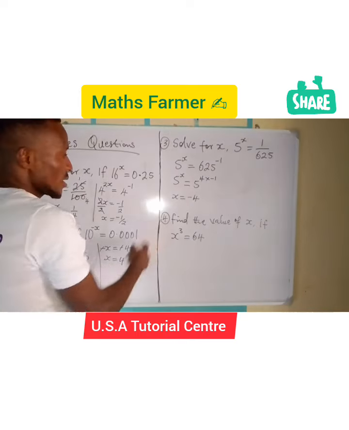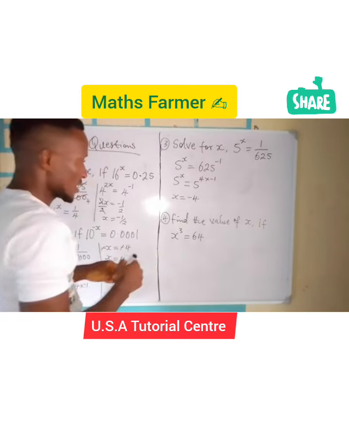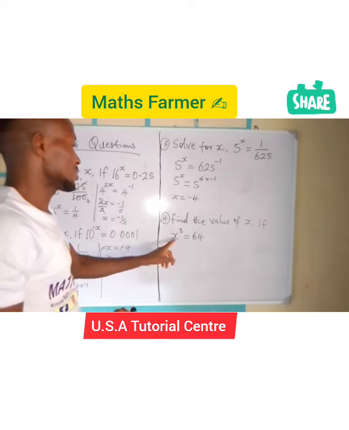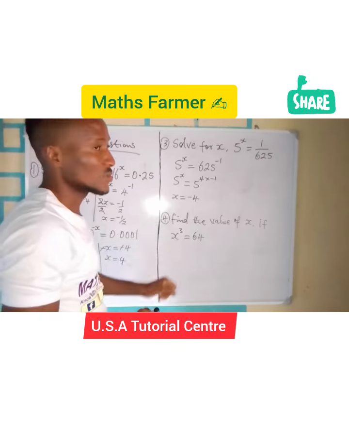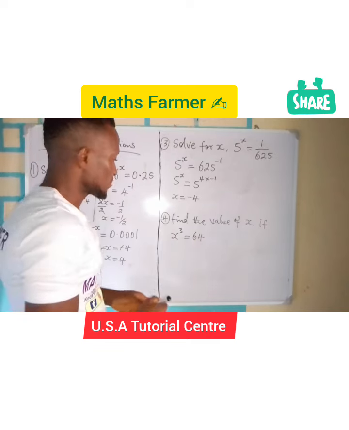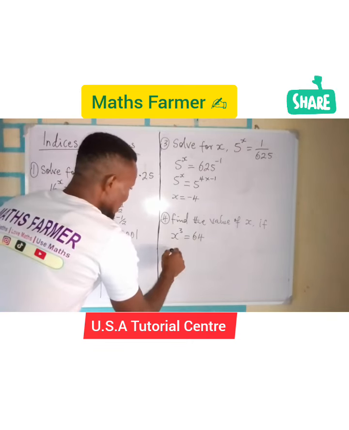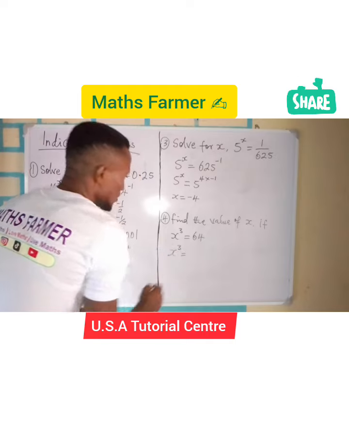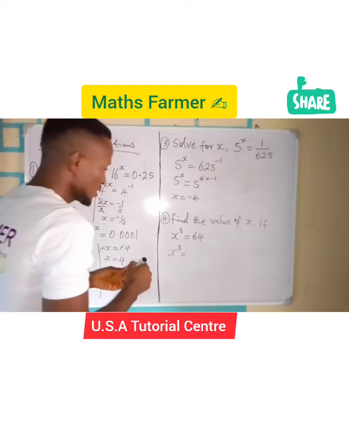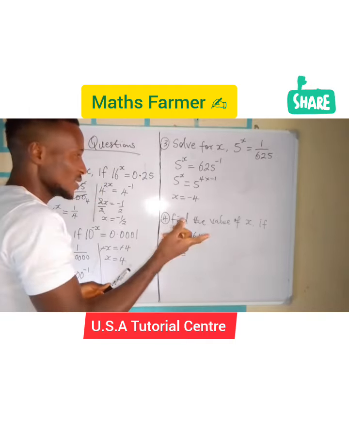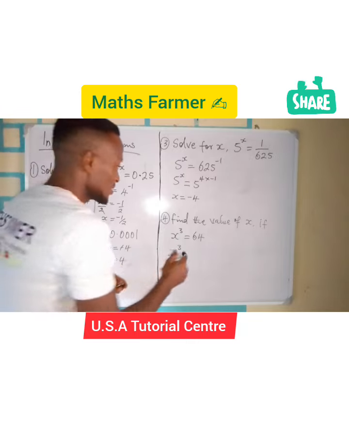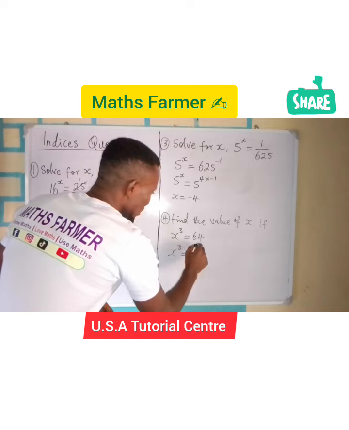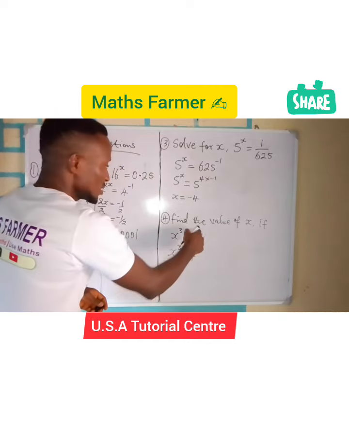Then the last one here, find the value of x if x raised to the power of 3 is equal to 64. So you now ask yourself, which number raised to the power of 3 will give us 64? 4 raised to the power of 3 is the same thing as 64.